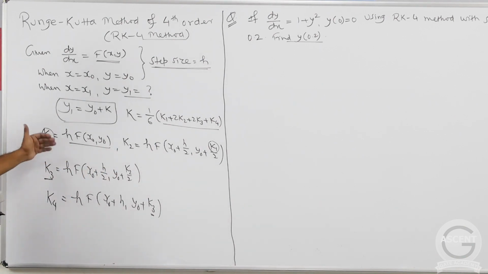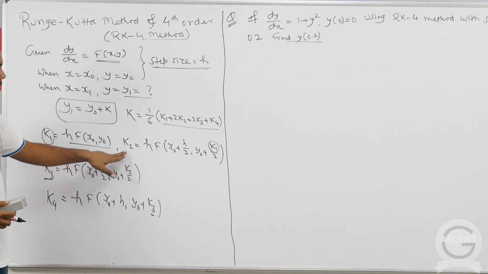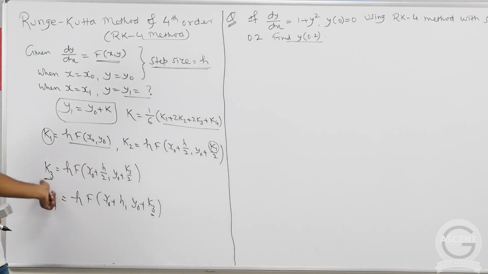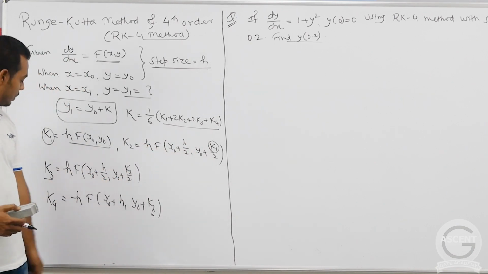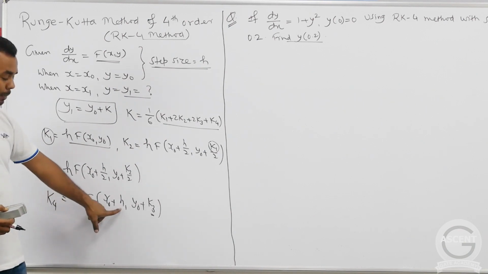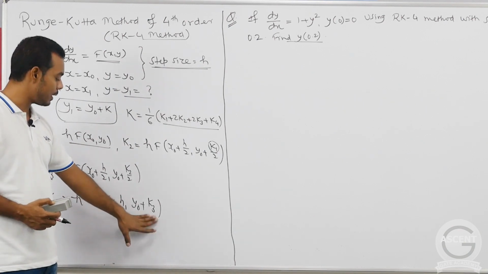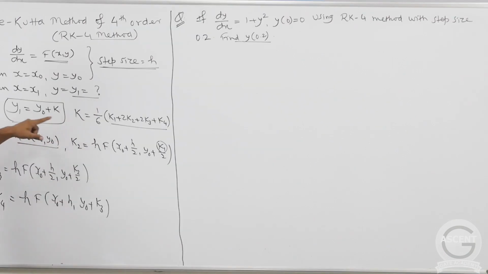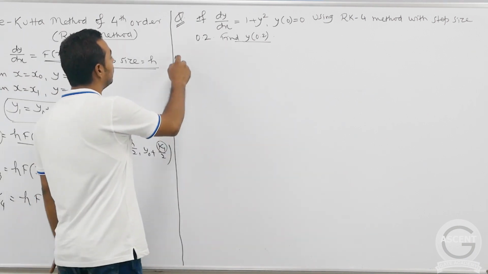K1 is the same as in the other two methods, Euler's method or RK2 method. For k2 you have h by 2 here, k1 by 2 here. For k3 also you have h by 2, k2 by 2. And for k4 you have x0 plus h, y0 plus k3. Once you have calculated these four values, then you need to find k, and then your value of y1 will be y0 plus k. Now with the help of one problem, we'll see how to apply this formula.